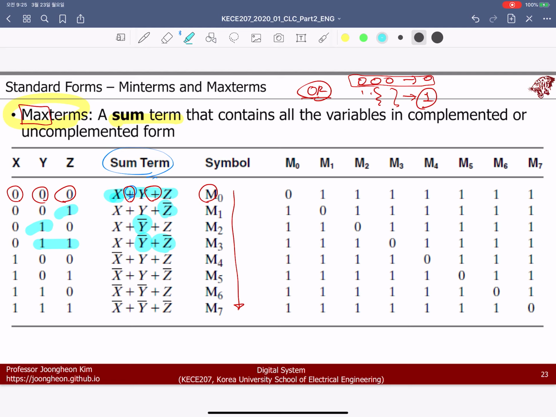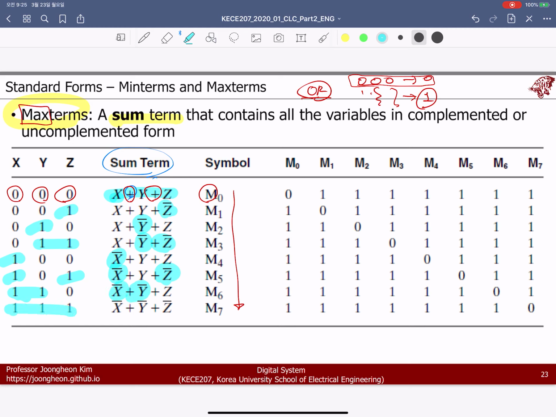And then for the next one, x is 1. That's why we need complement for x. For the next, x and g are 1. That's why we need complement for x and g. For the next, x and y are 1s. That's why we need complements for x and y.